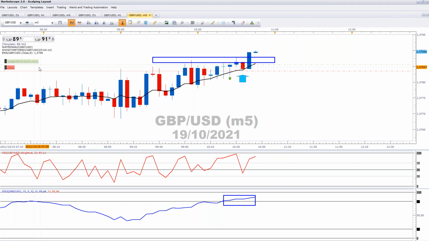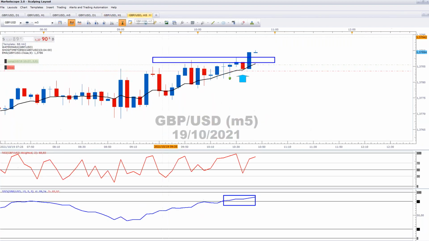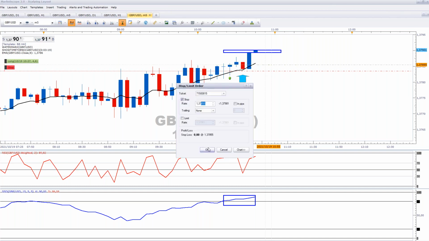So the bull's still having some difficulty here at the R2. Okay, so this is the next sort of level that we've got to beat. We're going to start locking in some profit now. Just want to see if we can beat this level. Okay, we pretty much break even now. So we've got all the risk out. We've now got a free trade on, so to speak.